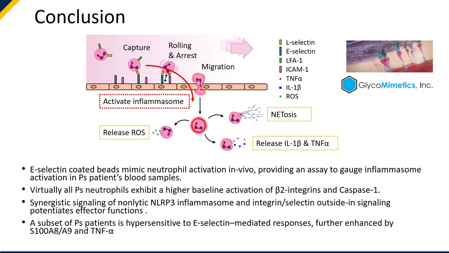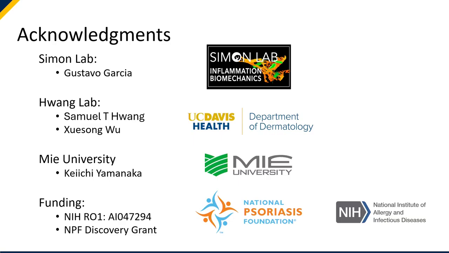In conclusion, we have established a method using E-Selectin-coated beads to mimic in vivo neutrophil activation and measure this process. We found that many psoriasis patients exhibit a higher baseline activation state compared to healthy controls. Furthermore, the E-Selectin pathway and integrin pathways are distinct but engage in synergistic signaling. Finally, a specific subset of psoriasis patients is highly sensitive to E-Selectin stimulation. Thank you for your attention.